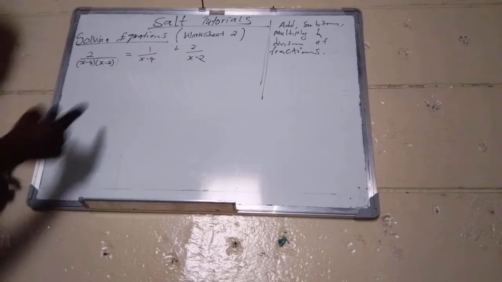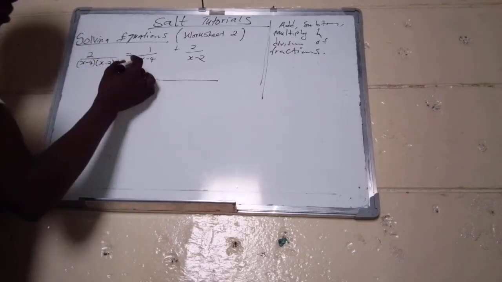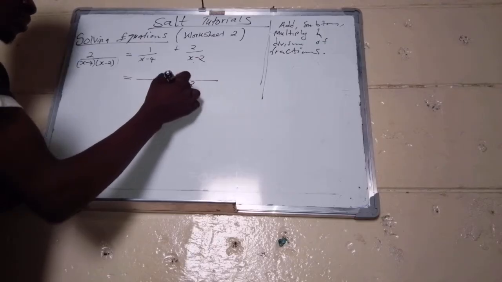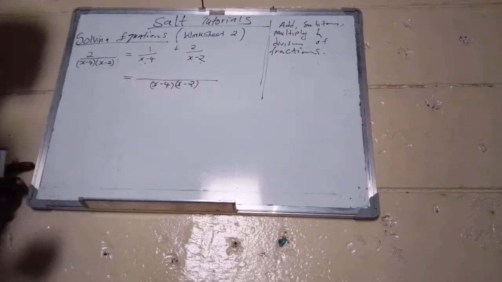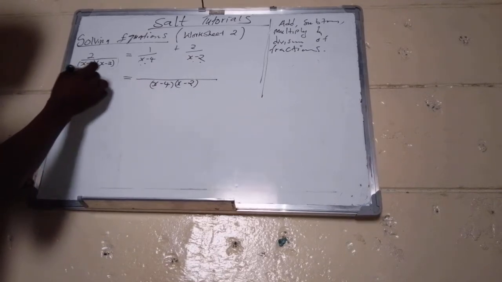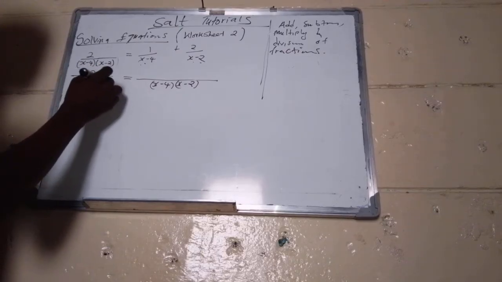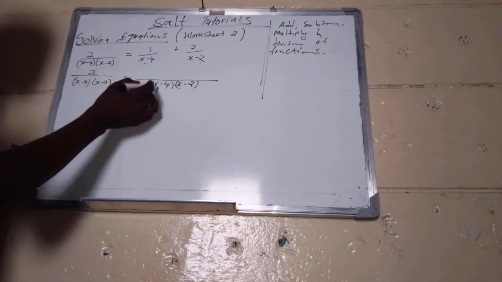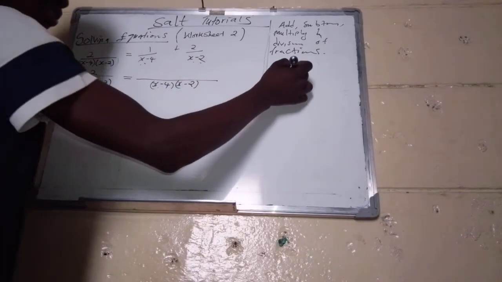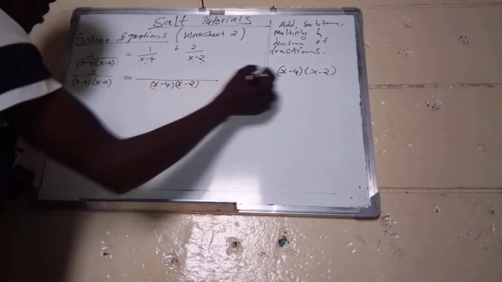Expressing my right hand side as a single fraction, the lowest common denominator between this and that is basically (x minus 4)(x minus 2). So the product of these can be my lowest common denominator, and the left side remains a single fraction the way it is, (x minus 4)(x minus 2). So this into this. What is going into this is x minus 4, so we're dividing by x minus 4.